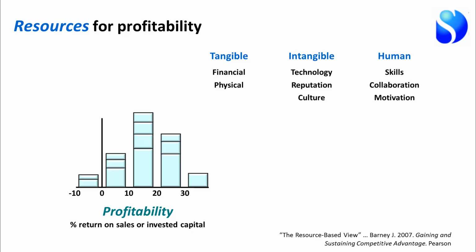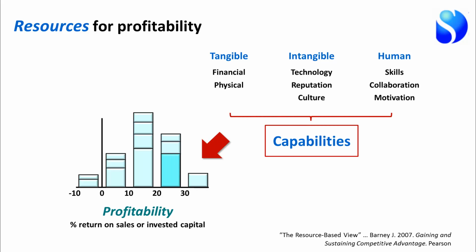The field has a categorization of these resources, dividing them up into tangible things, financial, that's money, physical capacity, that kind of thing. Intangible resources like technology, reputation, and culture. And resources related to the people, their skills, their ability to collaborate and how motivated they are, and so on. And it is said that these things in combination give rise to superior capabilities to compete in the industry and once again get you to be more profitable than most of the other folk around you.